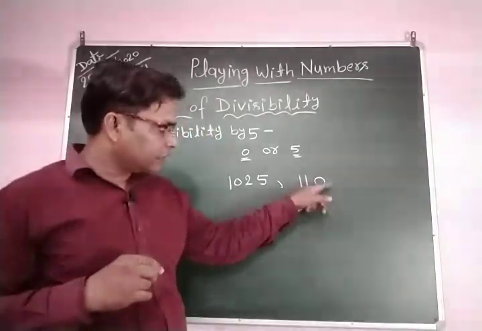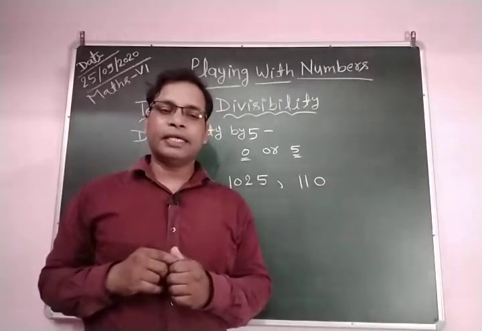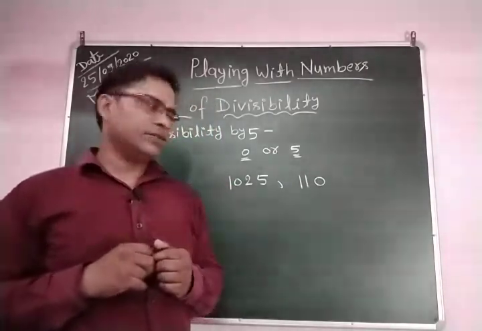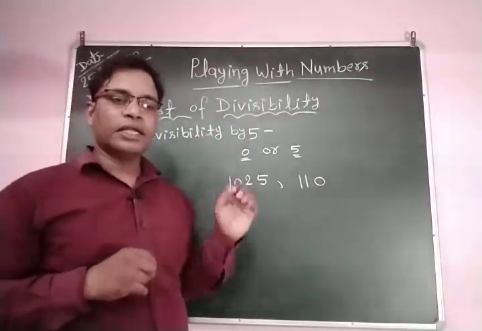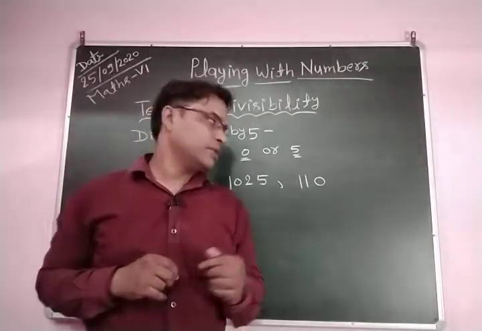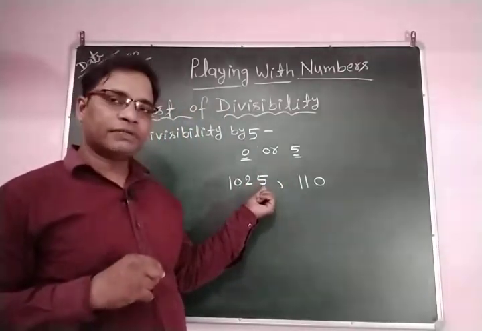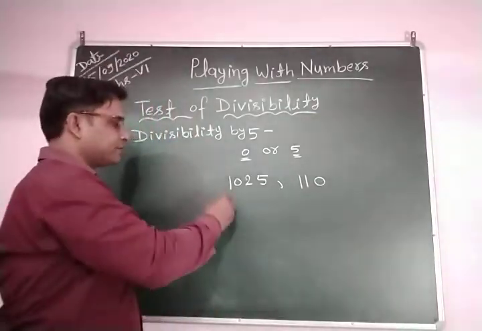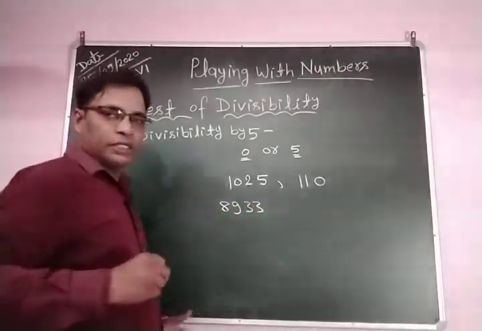And this number is also divisible by 5. According to divisibility by 10, a number is divisible by 10 if its last digit is 0. But in the case of divisibility by 5, a number is divisible by 5 if its last digit is 0 or 5. So you can see both numbers are divisible by 5, because here the last digit is 5 and here the last digit is 0. And you can take another example, 8933. Is this number divisible by 5?